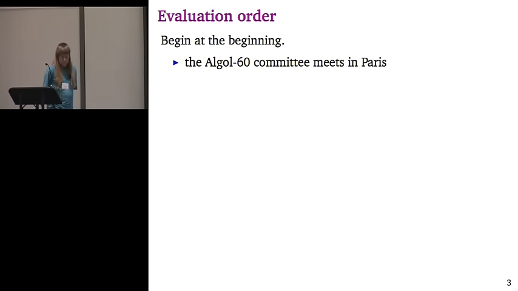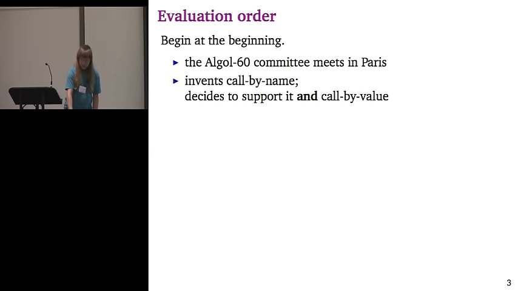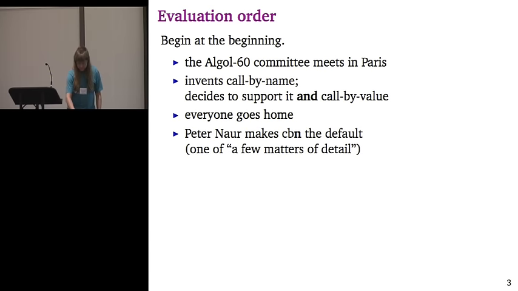So the Algol 60 committee met in Paris and had many good ideas and some bad ideas. They invented call by name, and decided that Algol should have both call by name and call by value arguments. Everyone flew home. And the editor of the report decided that call by name should be the default and call by value should be the funny one that you have to put in the extra keyword for. And he later said this is one of a few matters of detail that he had to resolve in writing the report.